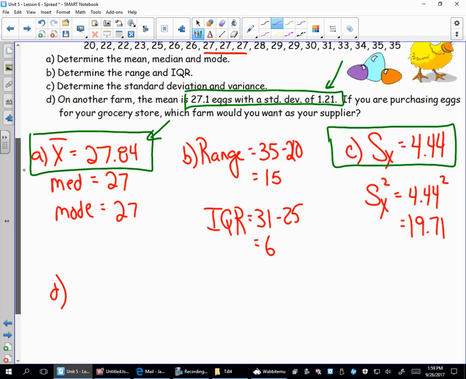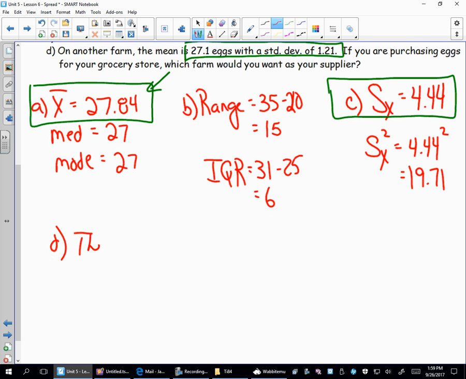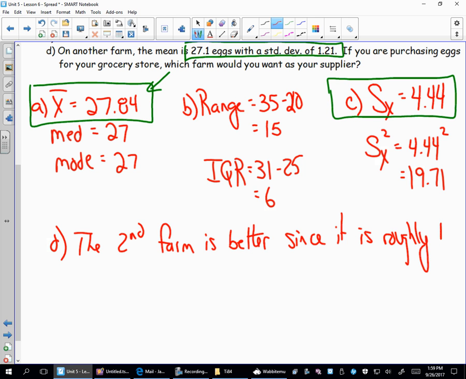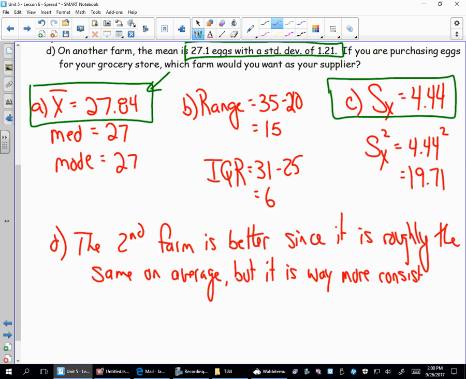I would suggest that farm number 2 is better. The reason I would say that is because on average it is roughly the same. But more importantly for us, if we're purchasing eggs, it is way more consistent. I know what to expect from this farm. I'm going to get most days 27 and not have a whole lot of difference from that.